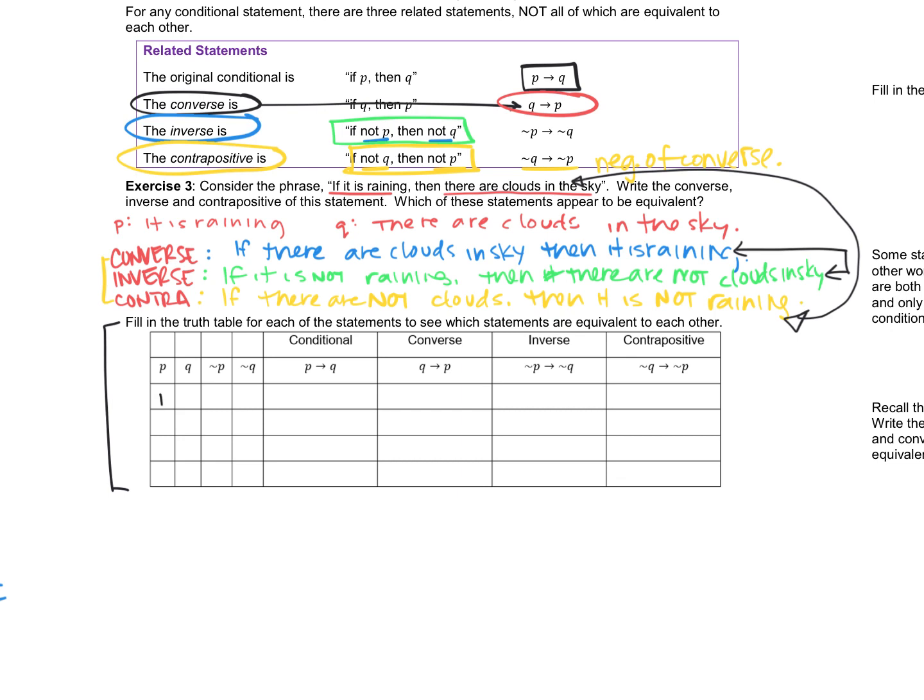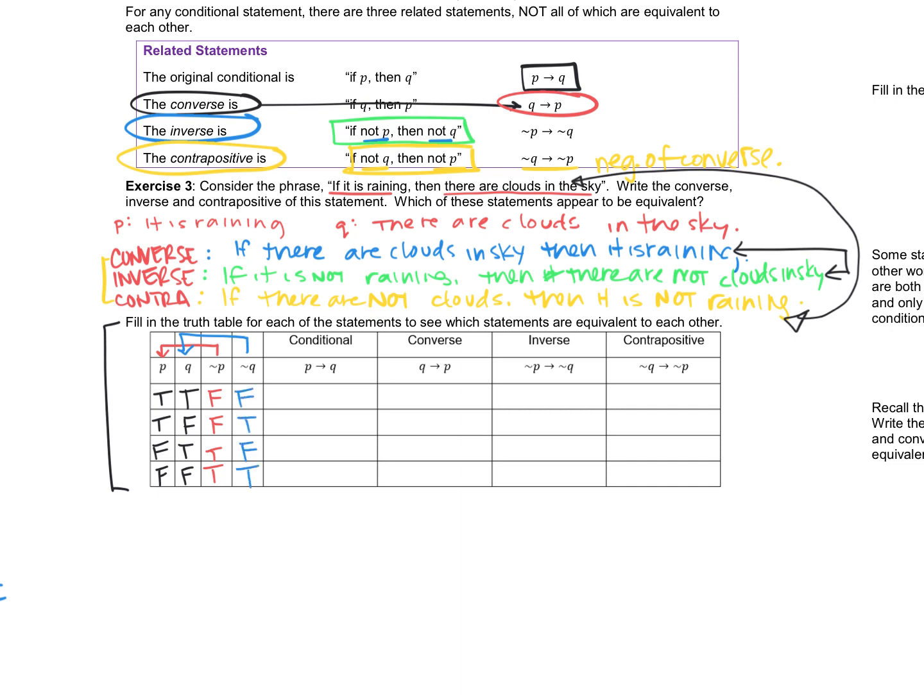The way to double check to make sure that those statements are in fact logically equivalent is to do the truth table. So we're going to fill this in. True, true, false, false. True, false, true, false. Negating our P would be false, false, true, true. Negating our Q will be false, true, false, true.